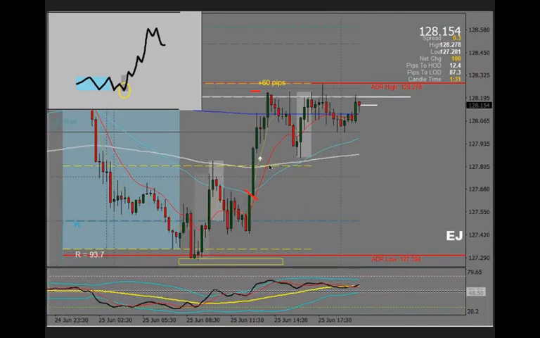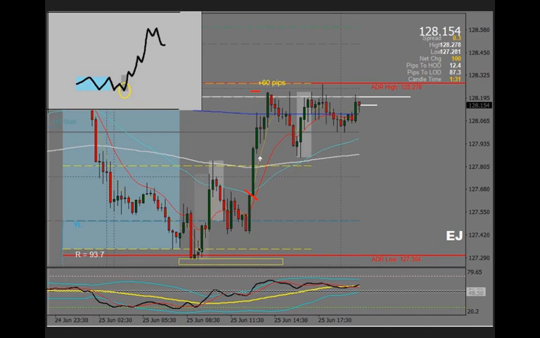All right, next we have EJ, all right? This is also a type 2 example. So we have our Asian box, all right? Here's our fast move out of the box. Stop hunt creates the first leg. Here's the low of the day, all right? Set your low of the day down here.